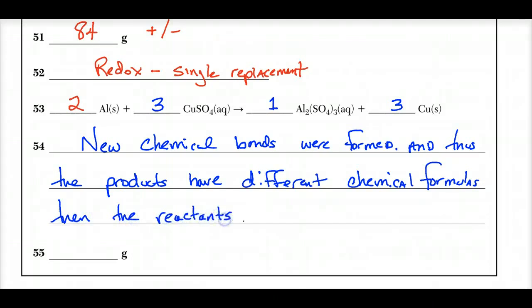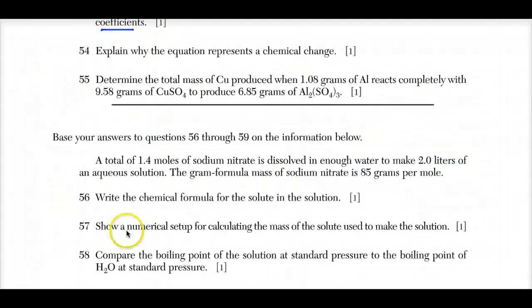Chemical changes are creating new chemicals from the reactants by breaking bonds and forming new ones. Okay, number 55. Determine the total mass of copper produced when 1.08 grams of aluminum completely reacts with 9.58 grams of copper sulfate to produce 6.85 grams of aluminum sulfate.